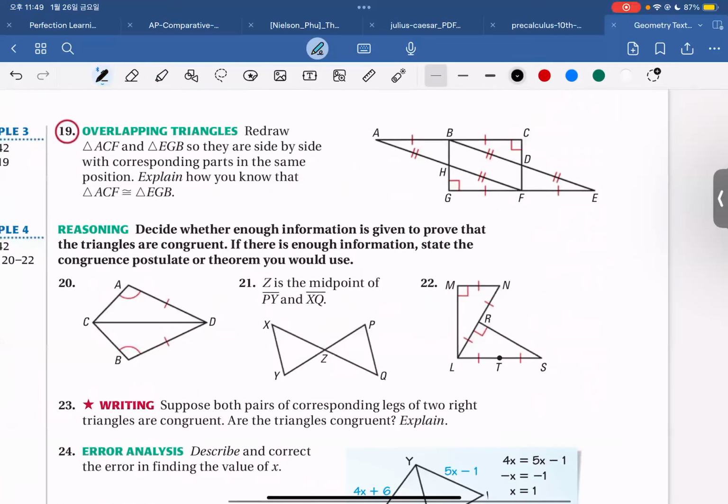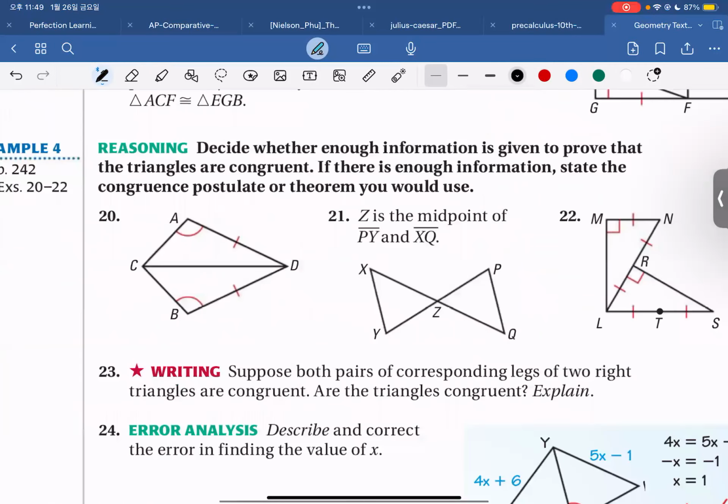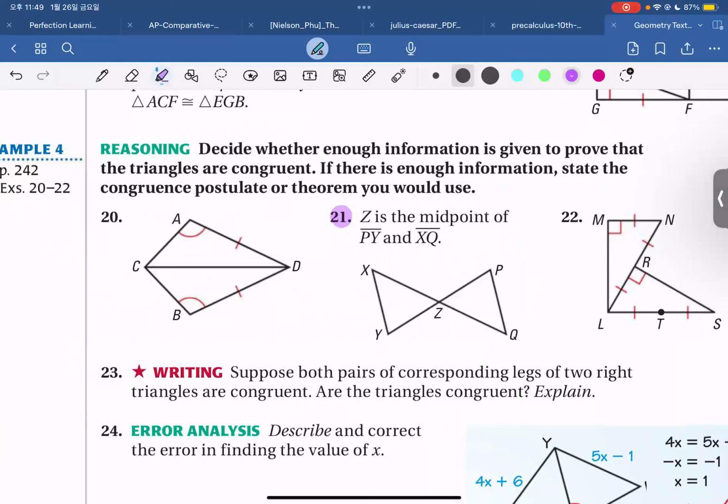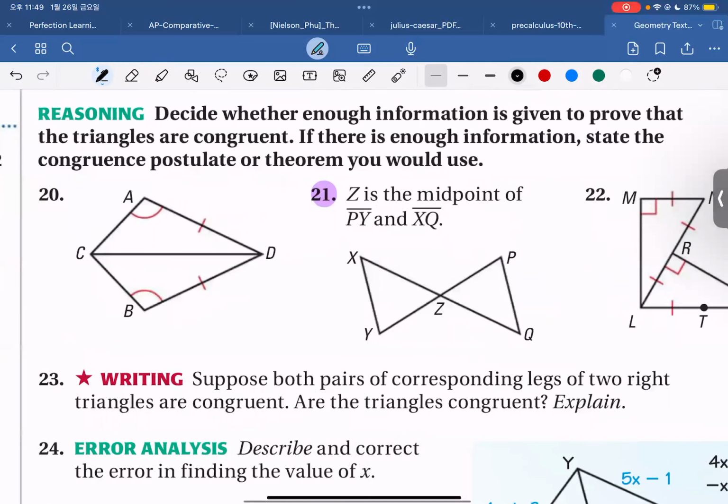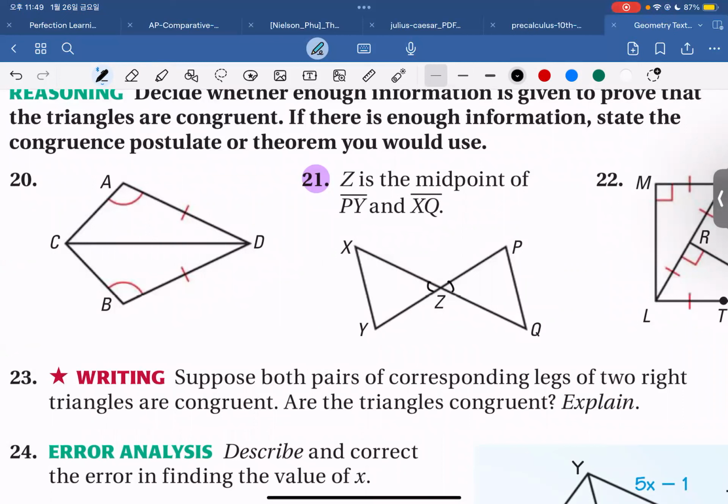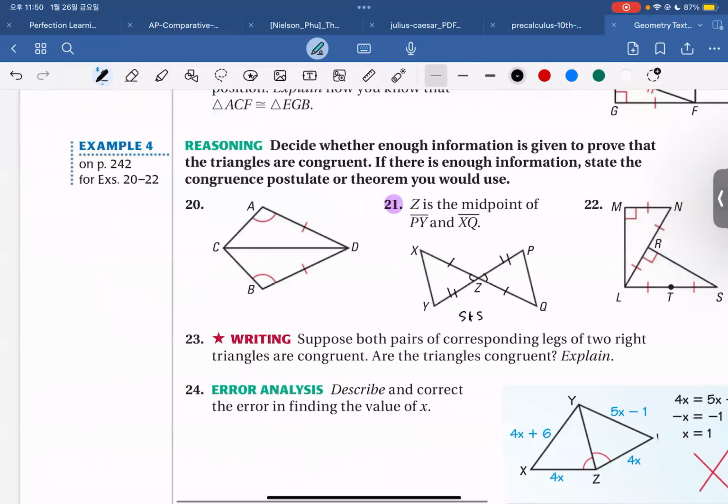Let's just quickly look at number 21 finally. So Z is the midpoint of PY and XQ. So do you have enough information? So first you can know that these two are congruent from the vertical angles congruence theorem. And what else do you know here? Because you know that Z is a midpoint, then you can also know that these two sides are the same. This all applies for them. And I think this is enough evidence to use the SAS congruence theorem to prove that XYZ and PZQ are congruent.